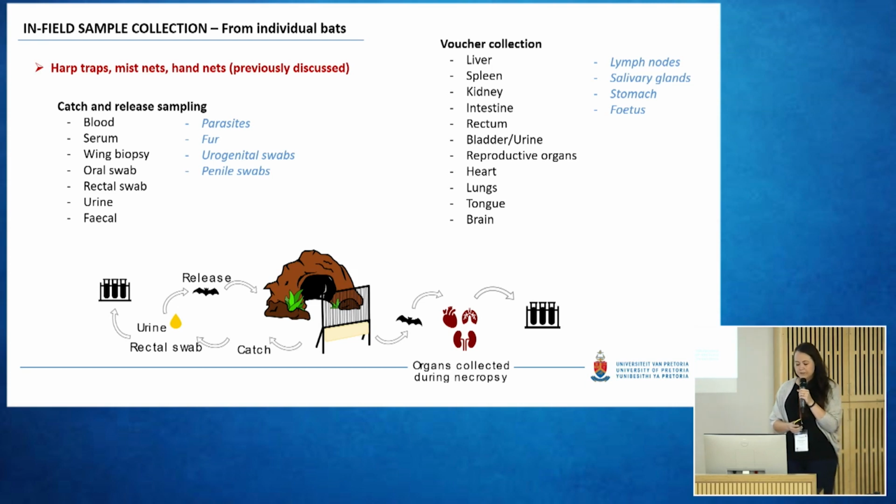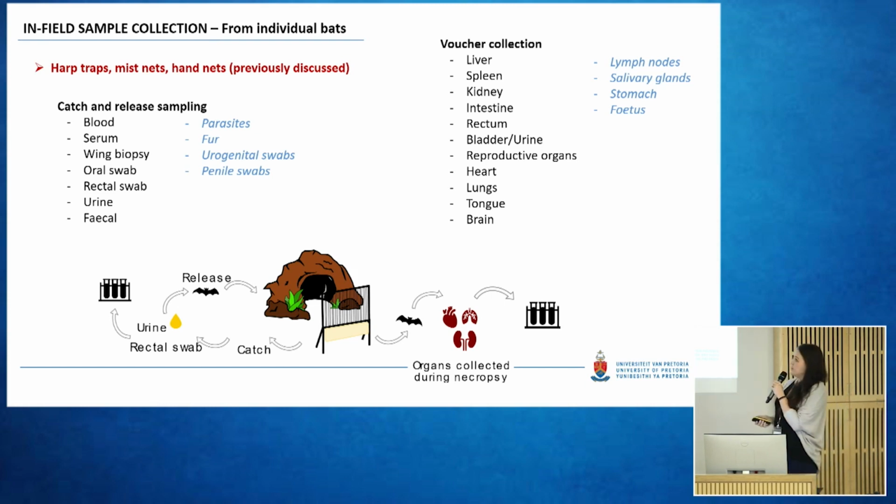So for catch and release sampling, we collect a basic set of samples, which include blood, which we get serum from, and then we take wing biopsies, which can be used for molecular barcoding to identify the host species, oral swabs and rectal swabs, and then more opportunistically, we would collect urine and fecal, as it's not always as easy as seen in yesterday's presentation, where they have the tubes at the bottom of the bags to collect the urine. Because with the smaller bats, if they urinate, it's not a lot, so it gets absorbed into the bag, so you lose it. So we rely on in hand, if the bat urinates, we collect it, or fecal matter in the bag.